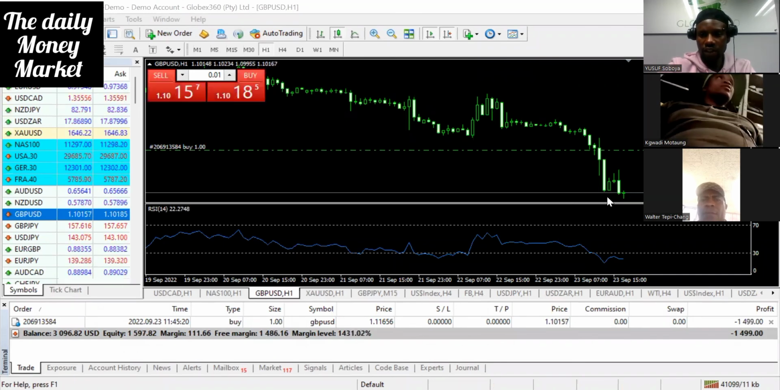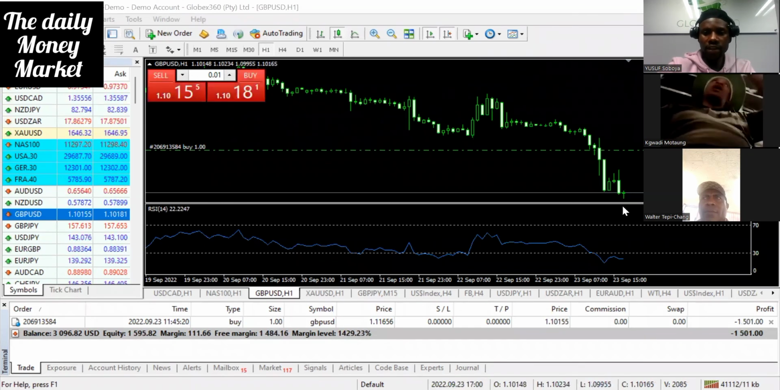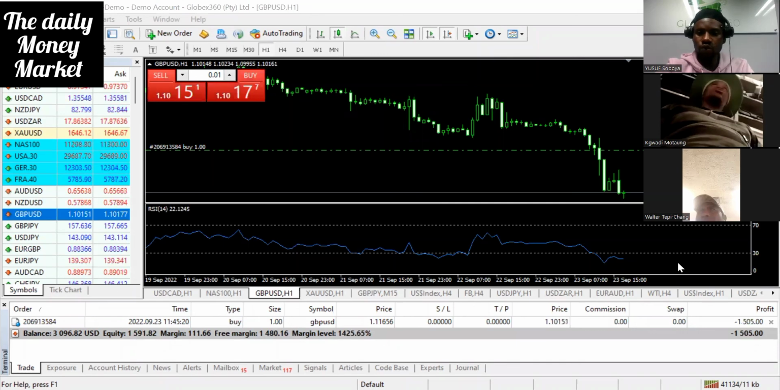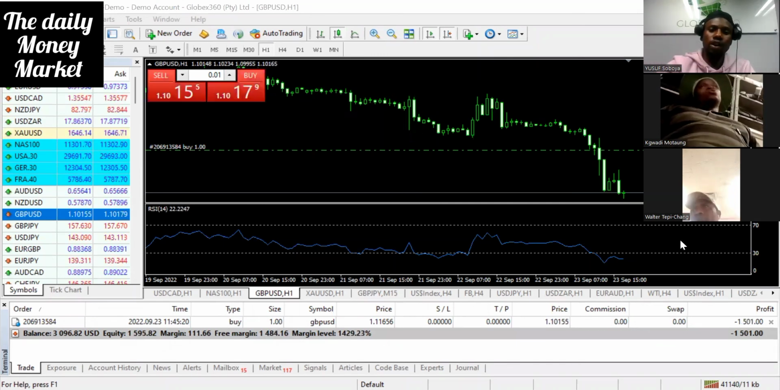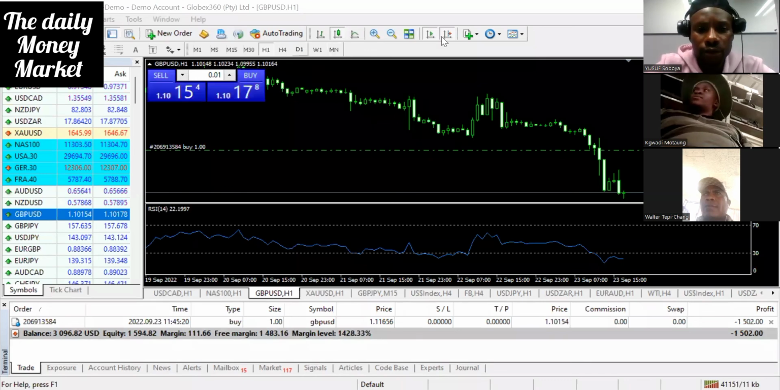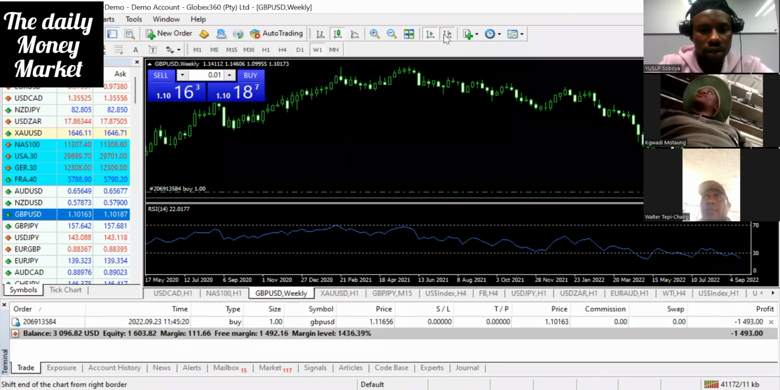Now, when it moves all the way to the level from 70 to 100, that is overbought. When it's overbought, the rules say that at any time the price can tend to drop. So let me go on a little bit bigger time frame. I want to see if this GBP USD has been overbought or oversold.